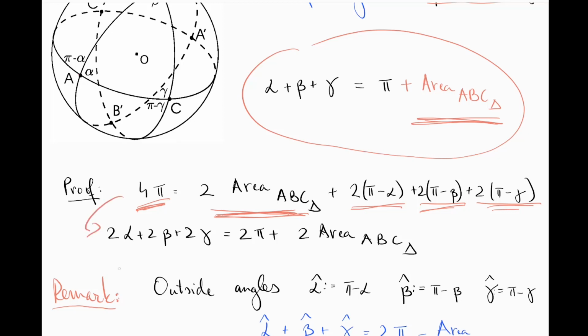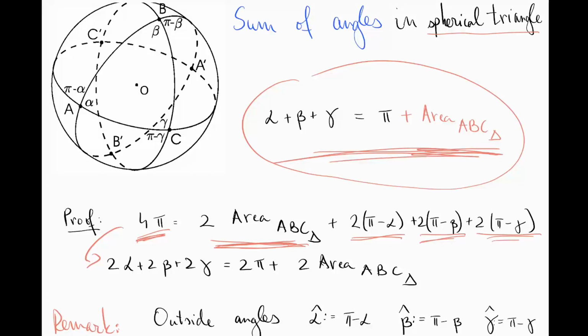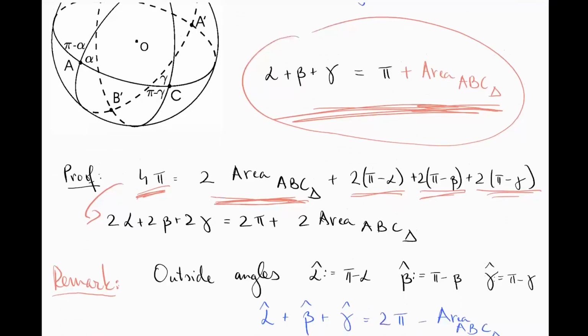So from here to here, you get 2 alpha plus 2 beta plus 2 gamma is equal to 2 pi plus twice the area of ABC. You divide by 2, and then you get the formula that I have over here, right? So the sum of the angles in a spherical triangle is pi plus the area of the triangle itself.